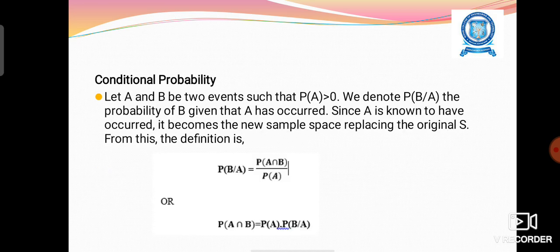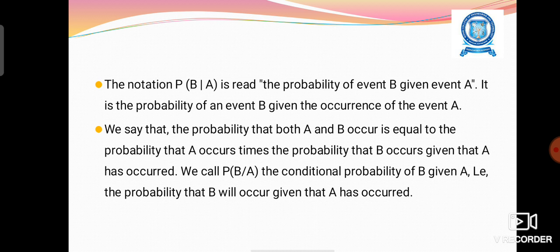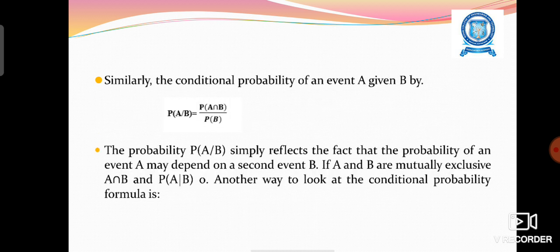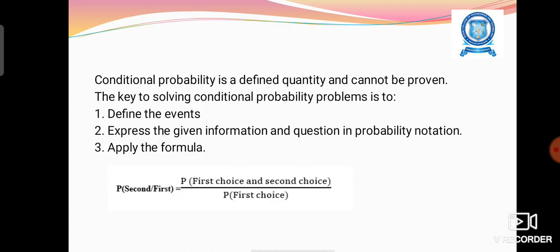So let us take two events A and B, and both are related events. The conditional probability of B given A can be calculated by the ratio of P of A and B and P of A. Similarly, the conditional probability of event A given B, P of A given B, is equal to P of A and B divided by P of B. So the conditional probability is a defined quantity and cannot be proven.